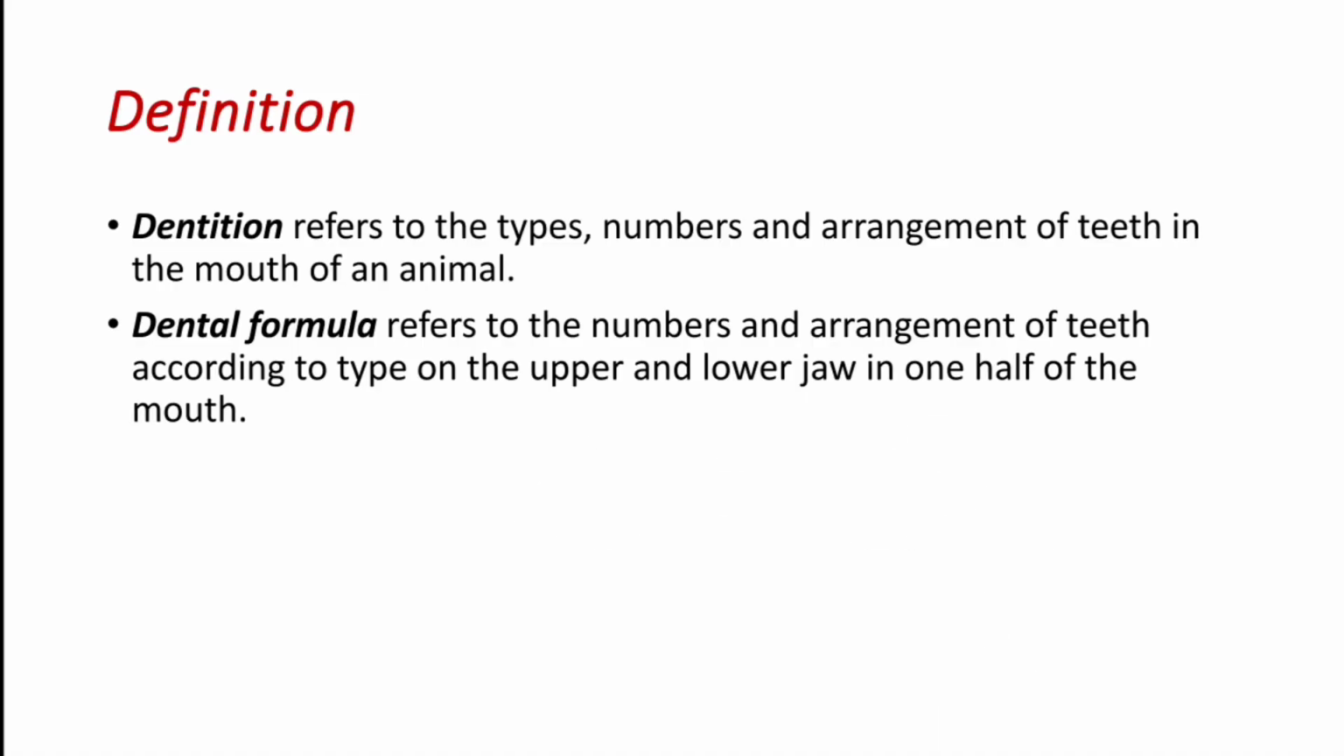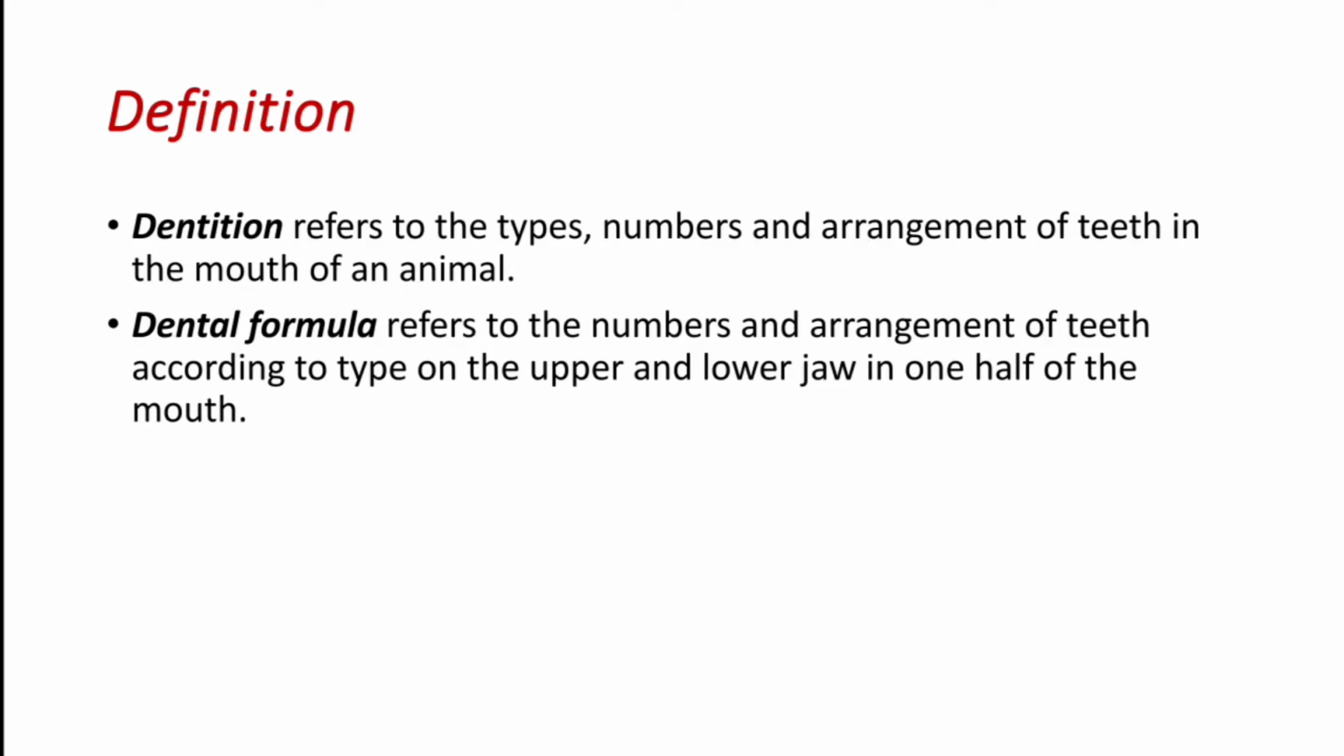I hope you are clear, my students. If you are not, please watch again. But let me explain one more time. Dental formula refers to the numbers and arrangement of teeth according to the type on the upper and lower jaw in one half of the mouth. So what this simply means, my students, is that dental formula will show you the number of teeth on one half of the mouth, on the upper jaw as well as on the lower jaw, according to the type.